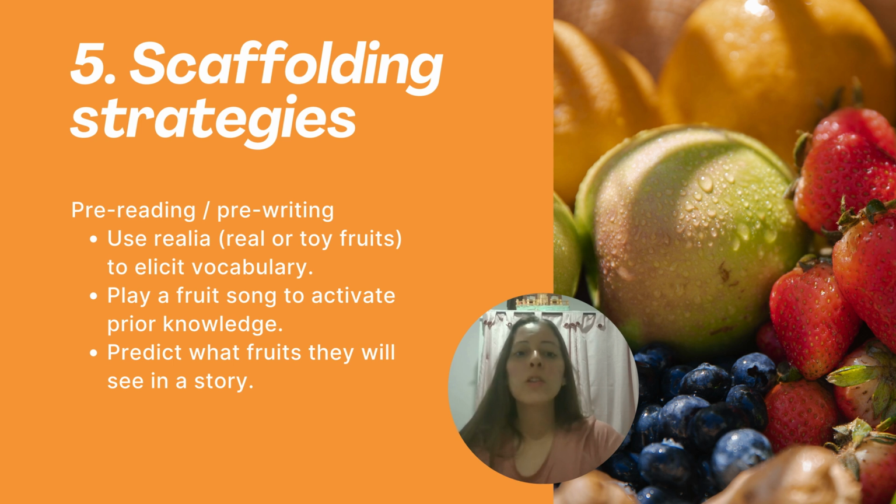Before reading or writing activities, we will use some scaffolding strategies to support the children's learning. For example, we can bring real fruits or toy fruits into the classroom. This way, children can see and, very important, touch. Then we'll learn new words. We will also play fruit songs to activate their prior knowledge, and finally encourage them to predict what fruits they will find in the story.